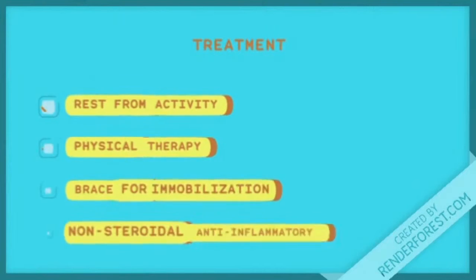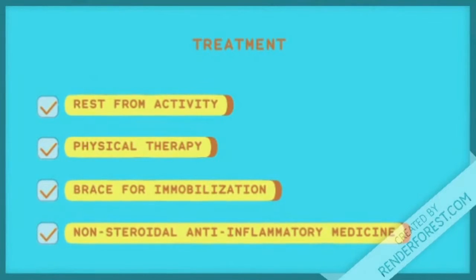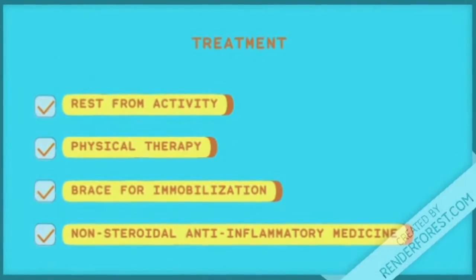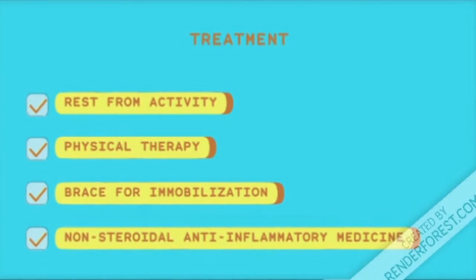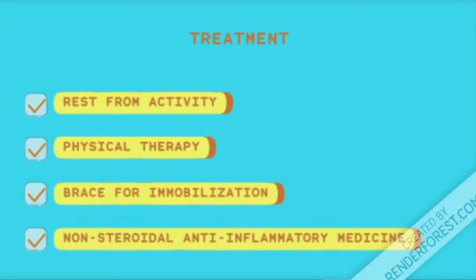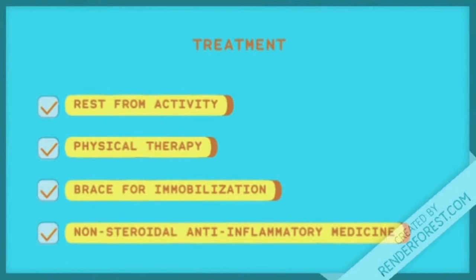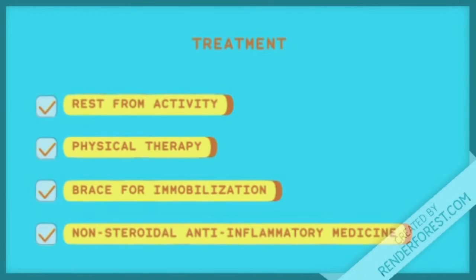Treatment for spondylolysis can be any of the following. Resting from activity. This would be about 6 to 12 weeks from any activity, such as sports. You can also do physical therapy, which is what I did. There are also braces that you can get for immobilization of that part of the back. Finally, there is non-steroidal anti-inflammatory medicine.